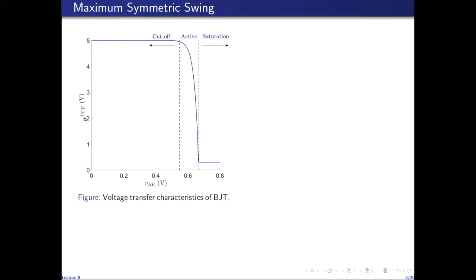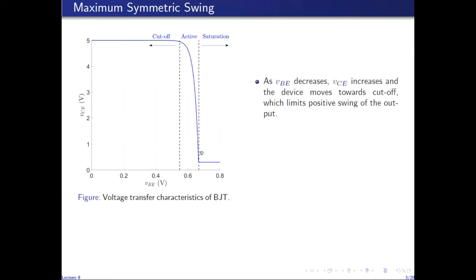It is a plot of the output collector to emitter voltage of a BJT versus the input base to emitter voltage of the device, and is called the voltage transfer characteristics of the BJT. The region of the curve marked within the dotted lines represents the operation of the transistor in the active mode, and this is the mode in which the transistor acts as an amplifier, because for small changes in VBE we get large changes in VCE.